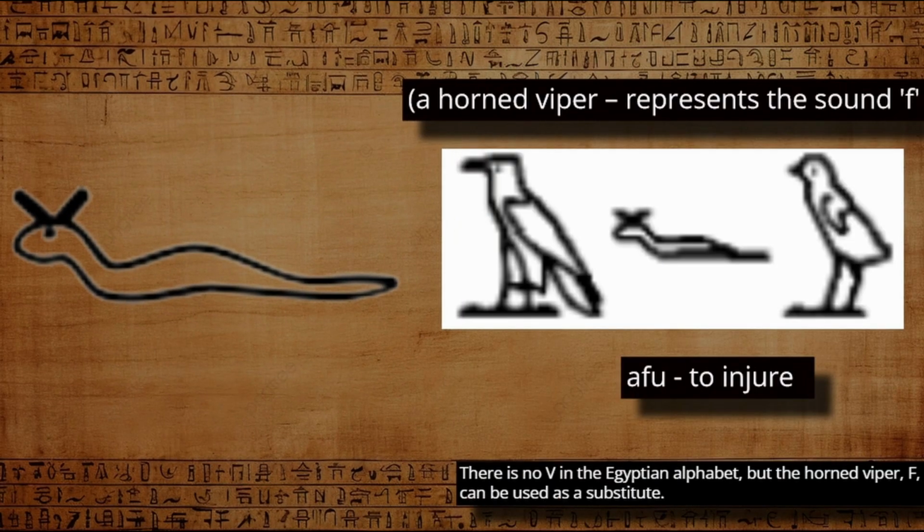Oh look, a snake. Specifically, a horned viper. Fascinating, right? Again, apologies for the image quality. So, from left to right, we have our vulture, R, followed by the horned viper, and finally an adorable quail chick, which stands for U. Later on we will see another sound it can represent. Together, these form the word afu, which means to injure. Interestingly, the ancient Egyptians didn't have a distinct V sound, but the horned viper was often used in its place.